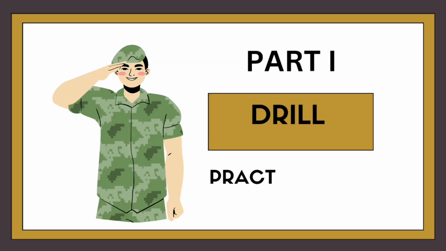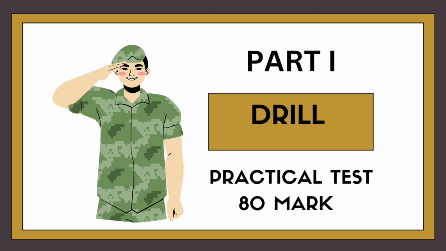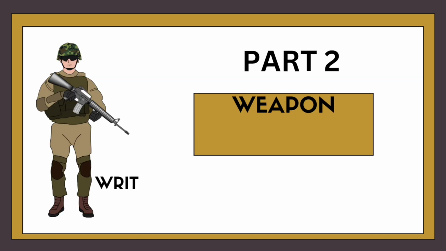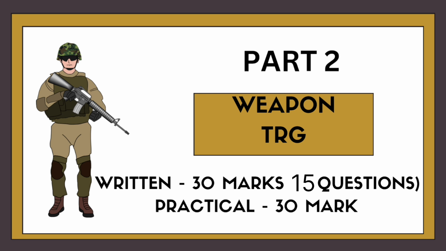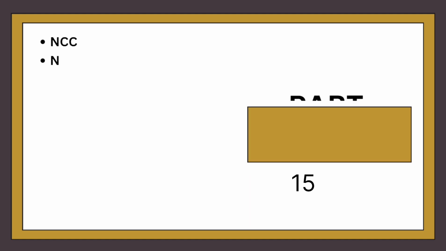Part 1 will be drill. It will be a practical test which will carry 80 marks and it is mandatory to pass in the drill test for clearing your exam. Next is Part 2. Part 2 is weapon training. It will be divided into 2 parts, written and practical. The written will be of 30 marks which will carry 15 questions and the second part will be the practical which will carry 30 marks. Again, it is mandatory to pass in this test.